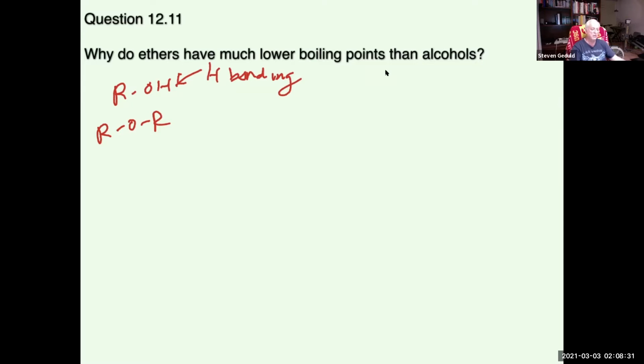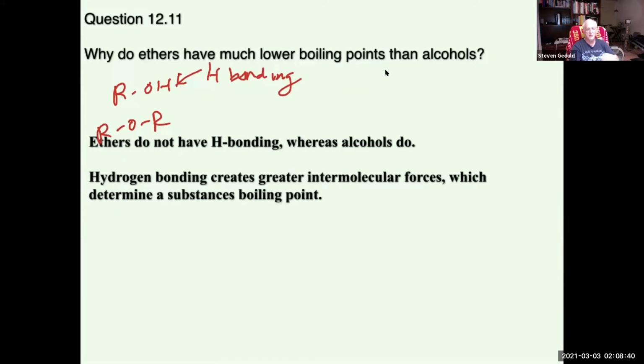So ethers have a much lower boiling point than alcohols. Alcohols are going to have a much higher boiling point because the hydrogen bonding holds those molecules together. Okay, ethers don't have hydrogen bonding, whereas alcohols do. Hydrogen bonding creates greater intermolecular forces. Remember, intermolecular is between molecules, which determines a substance's boiling point. When something boils, it breaks apart. Those molecules break apart from each other. So the more force holding it together, the higher the boiling point. That's why hydrogen bonding creates a higher boiling point in alcohols than you have in ethers.